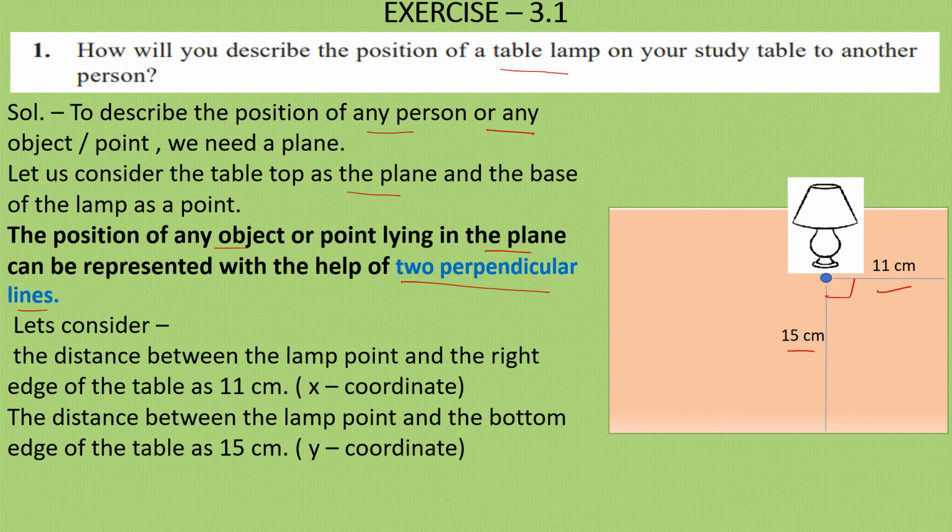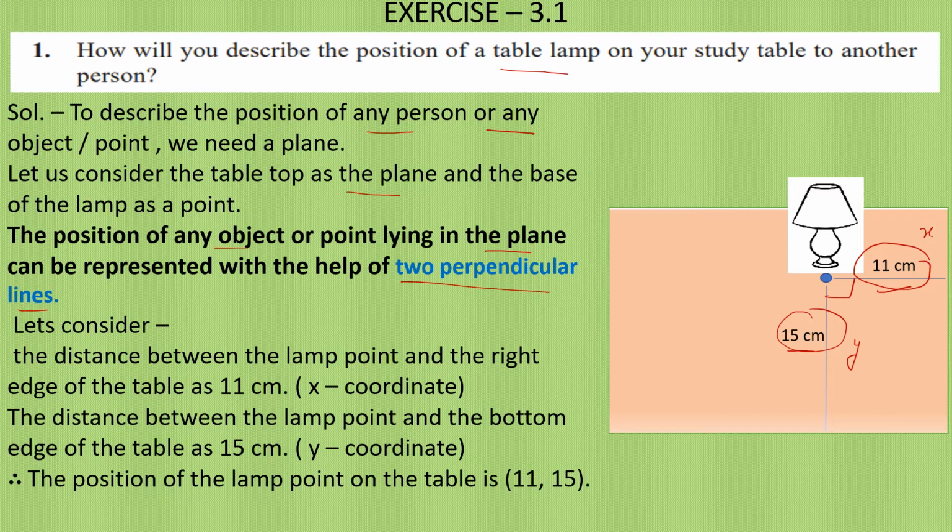Now let us consider the distance between the lamp point and the right edge of the table as 11 centimeter. This we have already written. This distance is 11 centimeter and this distance is 15 centimeter. So we are considering it as the x coordinate and we are considering it as the y coordinate. We need two sets of information. This is the first information and this is the second information. So we can write down the position of the lamp on the table as (11, 15). So like this we can find out the position of any object or any point on the plane.